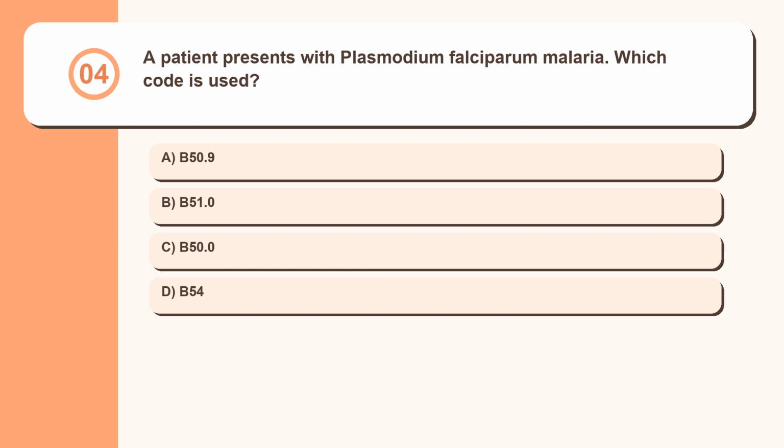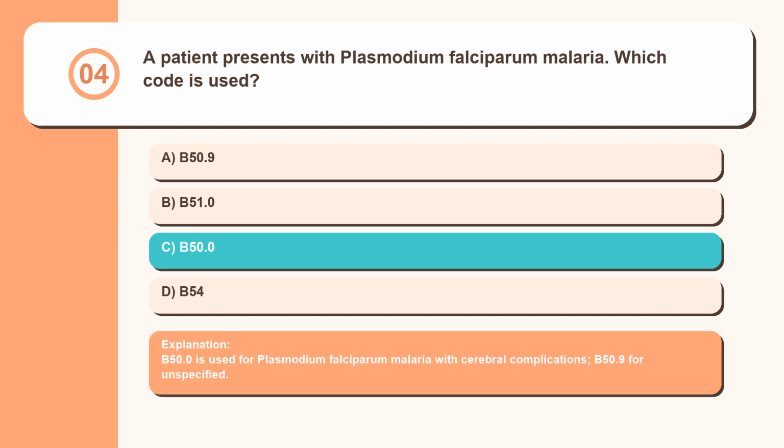Question 4. A patient presents with Plasmodium falciparum malaria. Which code is used? B50.9, B51.0, B50.0, B54. B50.0 is used for Plasmodium falciparum malaria with cerebral complications, B50.9 for unspecified.